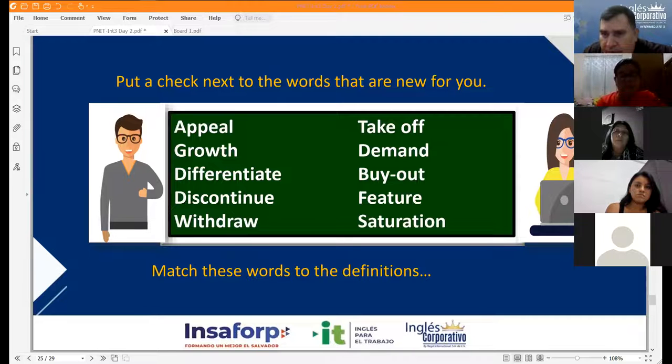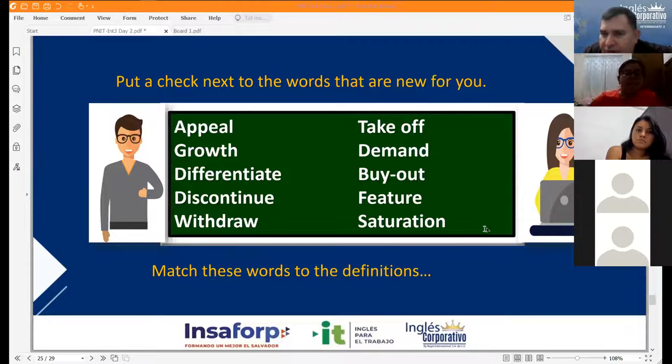Product of my company is the debit card. But what this product does is prevent people from carrying their money in cash, and they can also obtain benefits. Okay. Feature. What is feature? It is a characteristic. Characteristic. And saturation.